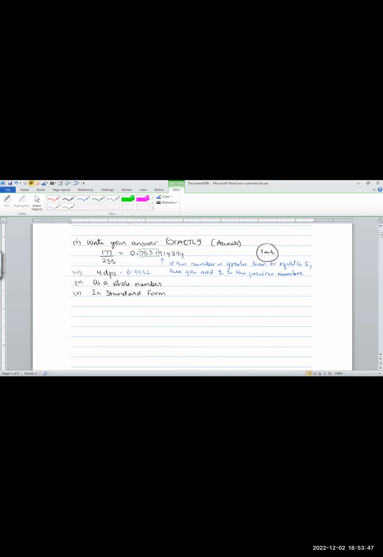And then as a whole number, remember, whole numbers appear before the decimal point. True or false? Whole numbers appear before the decimal point. Yes, sir. So what number is before the decimal point? 0. Very good. Just like how we do the 4 decimal places, we look at the other number. If the number is greater than or equal to 5, then you add 1 to the previous number. This 7 is greater than 5. So as a whole number, this is going to be equal to 1, because we add 1 to this 0 to get 1. Any questions?